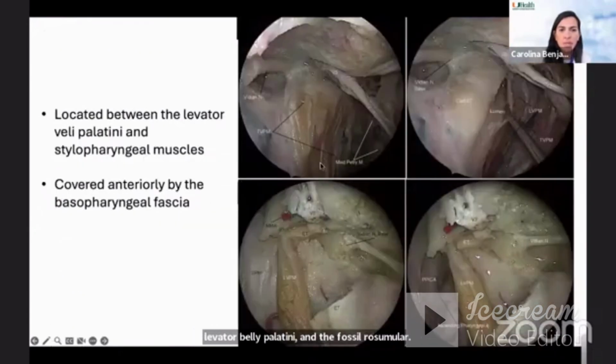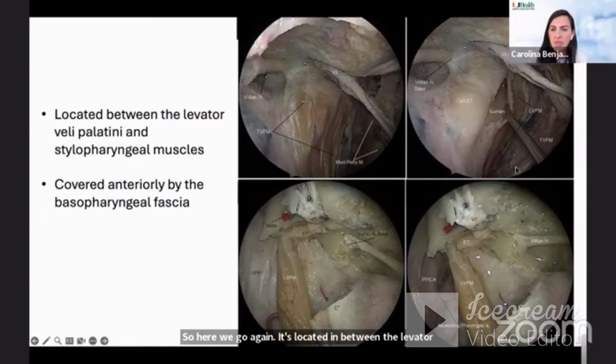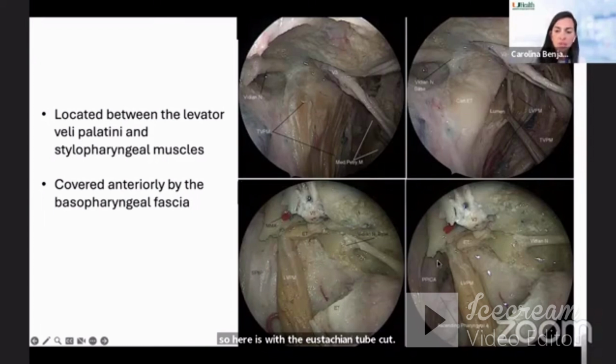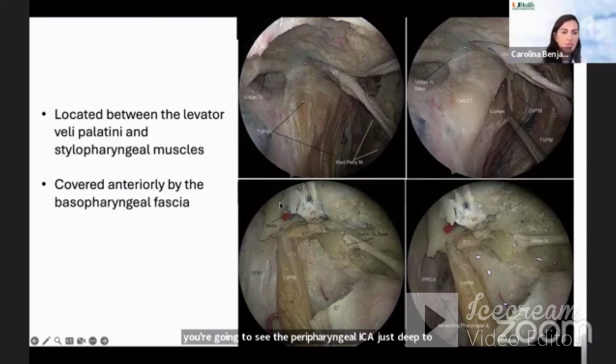So here we go again. It's located in between the levator veli palatini and the stylopharyngeal muscles, and it is covered by this thick pharyngobasilar fascia that you have to go through in order to have full exposure. And here is with the eustachian tube cut, and you see the levator veli palatini muscle here, and you're going to see the parapharyngeal ICA just deep to that, attaching to this pharyngobasilar fascia.